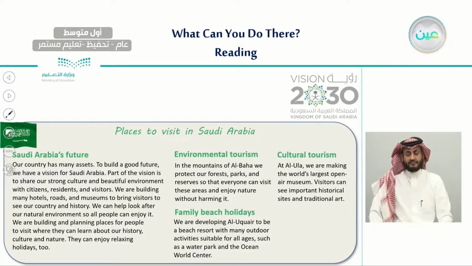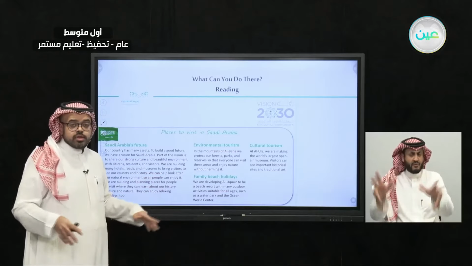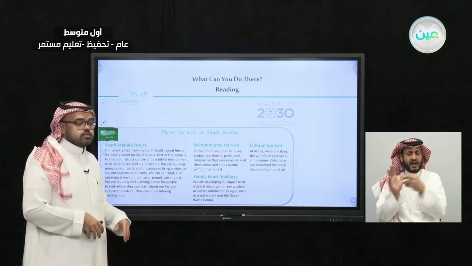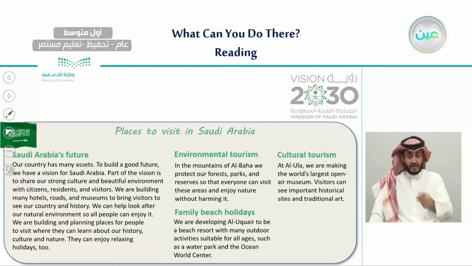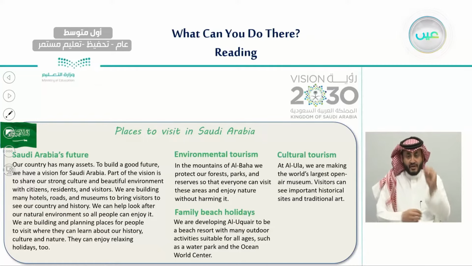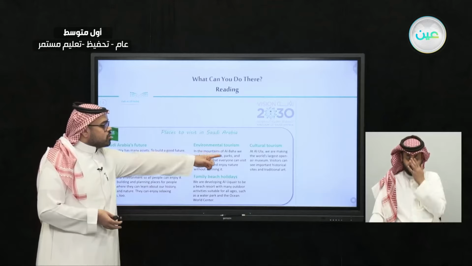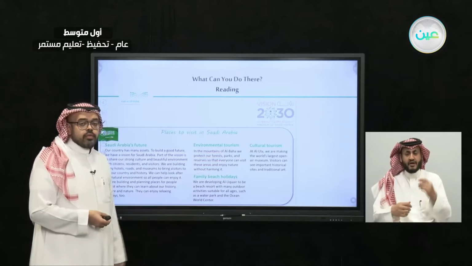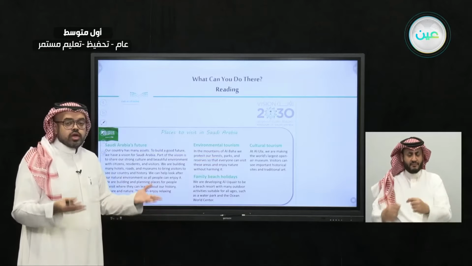So now we have read the text about the places in Saudi Arabia. As you have noticed, we talked about its future in this heading, and here we talked about tourism, environmental tourism, and here we talked about the holidays, what is the perfect place for families to go on holidays, and also cultural tourism. We talked about the place where people who like arts can go and enjoy the art.